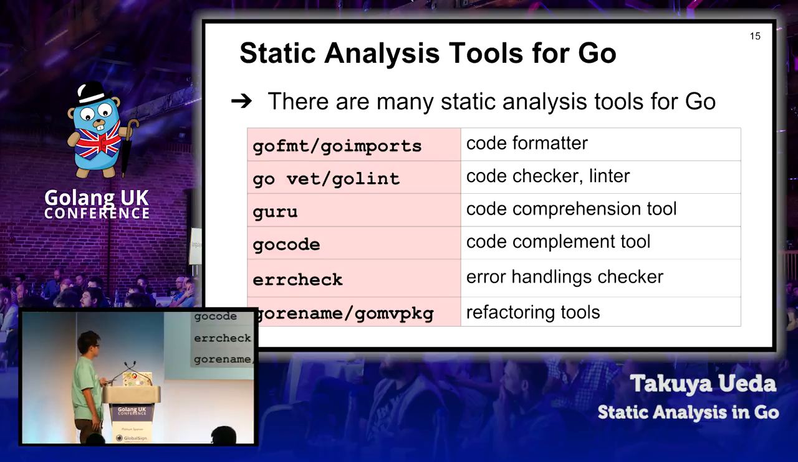There are many static analysis tools for Go. These tools are very famous. As you know, gofmt is a code formatter, and goimports inserts or deletes import statements automatically. go vet examines Go source code and reports suspicious constructs. golint is a linter for Go source code, guru is a code comprehension tool, and gocode is a code completion tool. errcheck finds unchecked errors in your code. gorename and gomvpkg are refactoring tools. gorename can rename identifiers, and gomvpkg can rename package names.